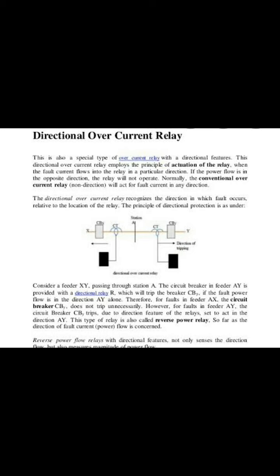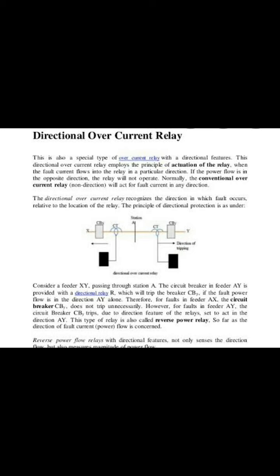Directional overcurrent relay. This is also a special type of overcurrent relay with directional features. This relay employs the principle of actuation when the fault current flows into the relay in a particular direction. The conventional overcurrent relay, known as non-directional, will act for fault current in any direction.